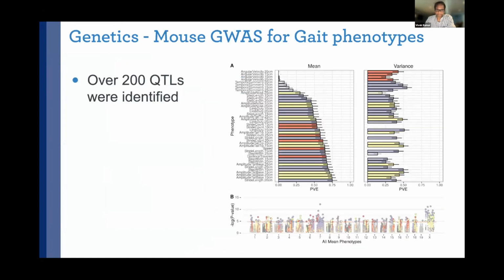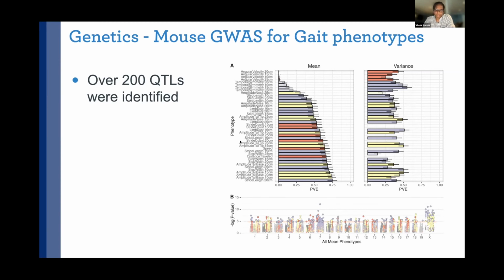Just to give you some taste for what we find, these are gait measurements, and I'm showing you heritability. On the left is the mean trait heritability, and on the right is the variance heritability of that trait. We get really good heritabilities. Where we get poor heritabilities up here are things like temporal symmetry or angular velocity. Nature has selected mice to walk in a symmetric way, which is not surprising, so it doesn't vary in the strain population we're looking at.